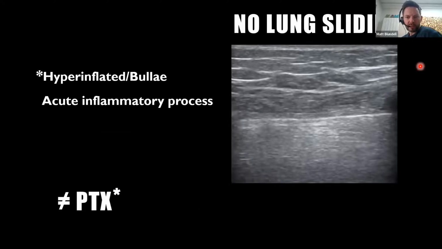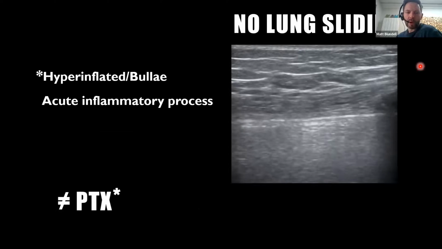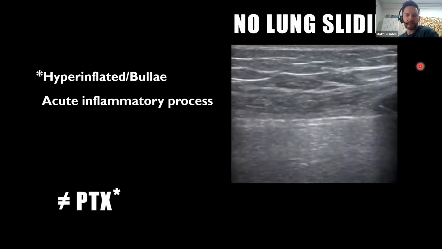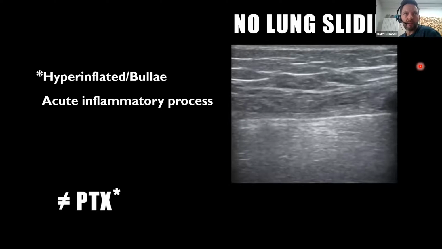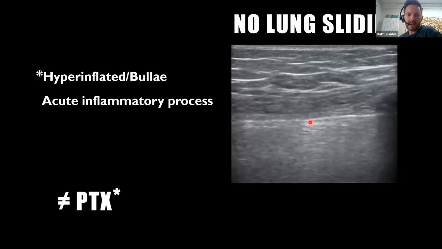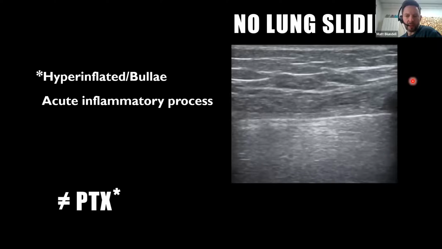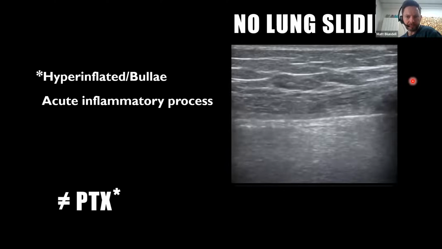So if you've got a patient who's hyperinflated, so someone with COPD, someone who's got a lung bulla, or anyone with an acute inflammatory process, be that lung fibrosis or even a pneumonia, you won't always see pleural sliding. That doesn't mean there's not a pneumothorax there. There's several other things you need to look out for as well.